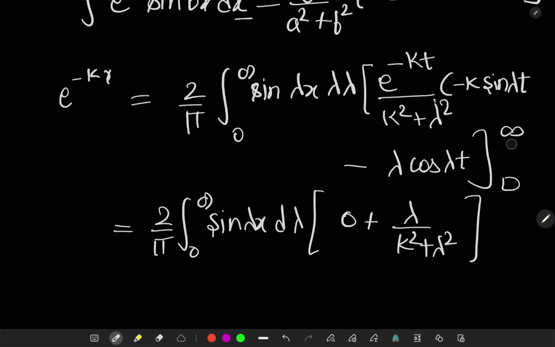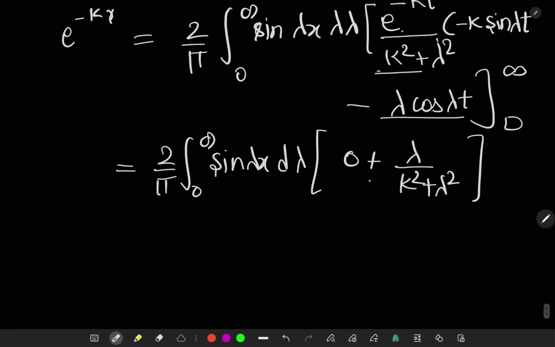For the value of infinity, if we put infinity in e raised to power minus kt, this term becomes 0. So multiplied by this term, all these terms are 0. And after putting the value of t as 0, this term becomes 1, sine lambda t becomes 0 and this cos term becomes 1. So we get this value.